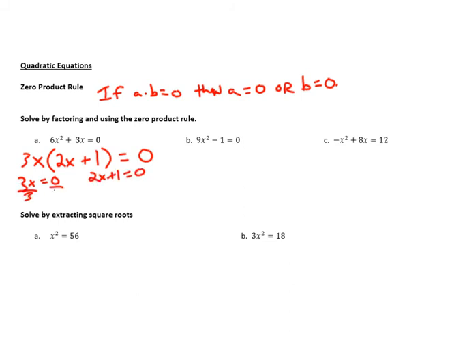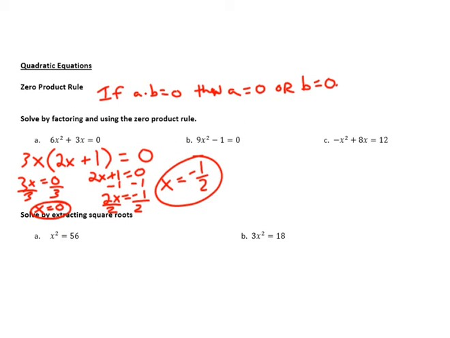3x equals 0, divided by 3. On this one, nice friendly equation. Subtract 1, divide by 2. x is equal to negative 1/2. Both of those work fine when I check them in the original problem. And so I'm good to go.